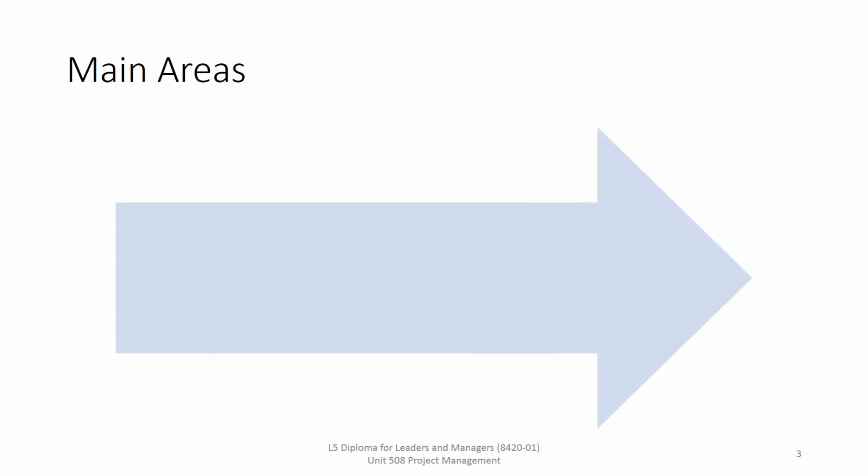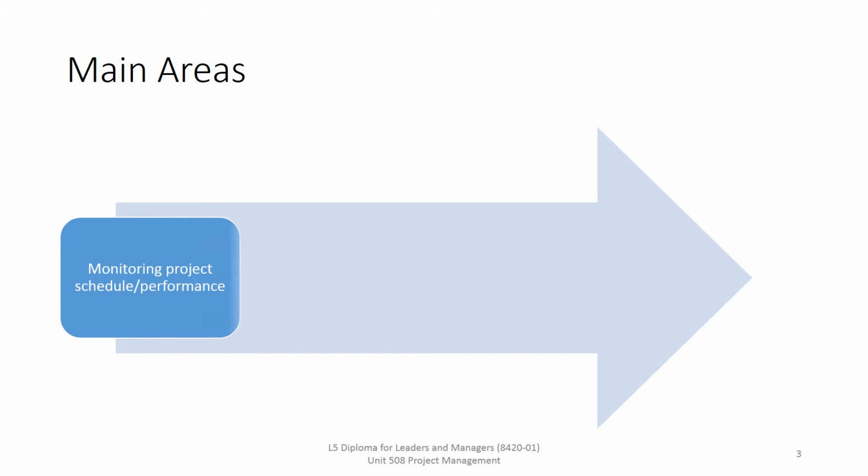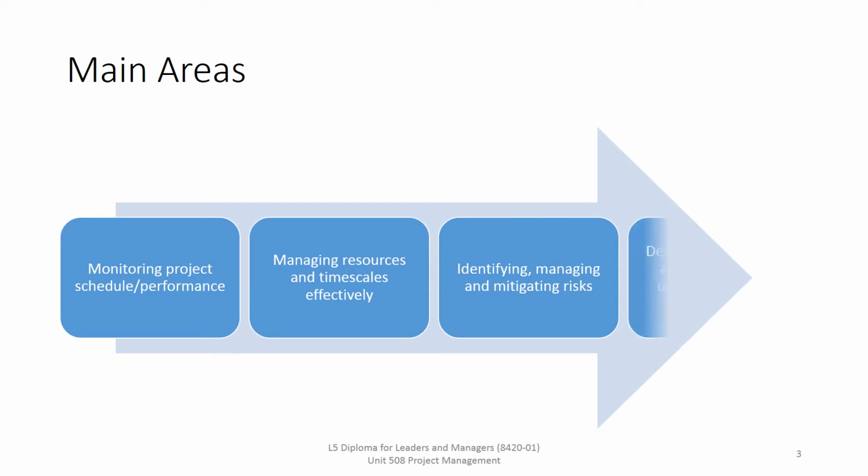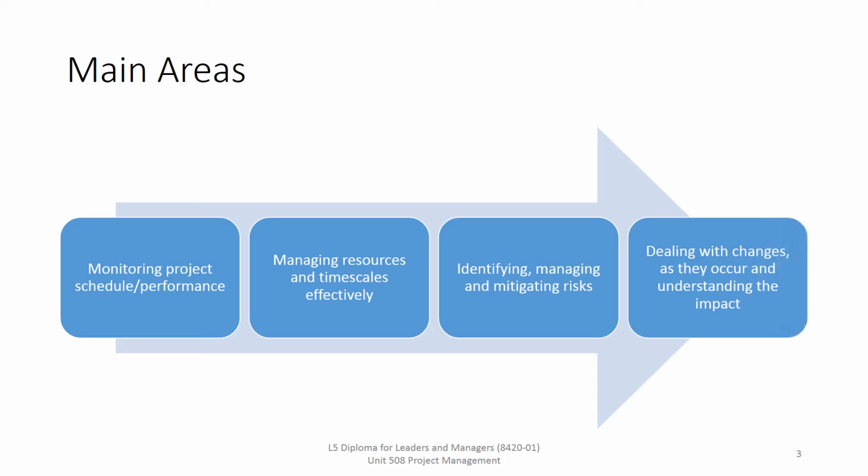And first of all, let's just outline the main areas that we need to manage if we're going to manage a project effectively. And they are monitoring the project schedule and its performance, managing the resources and the timescales effectively, identifying, managing and mitigating against risks, and dealing with changes as they occur and understanding the impact. So we'll have a look at those in a little bit more detail.